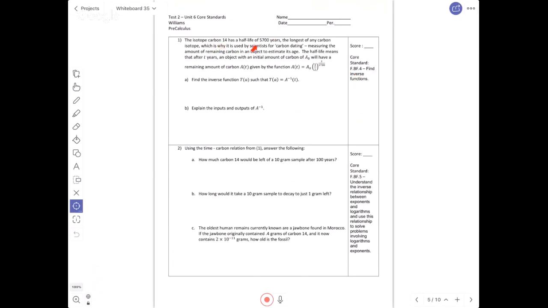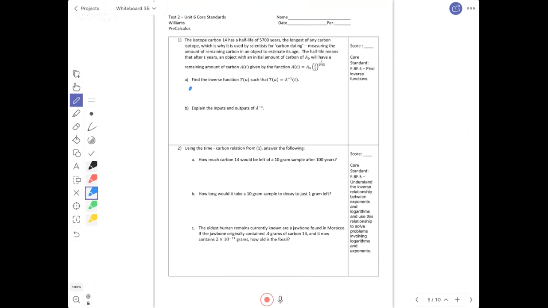The isotope carbon-14 has a half-life of 5,700 years, longest of any carbon isotope, which is why it is used for carbon dating, measuring the amount of remaining carbon in an object to estimate its age. The half-life means that after t years, an object with an initial amount of carbon A0 will have a remaining amount of carbon A of t given by the function A of t equals the initial amount A0 times 1/2 to the t over 5,700. You were first supposed to find the inverse function t of a such that t of a equals A inverse of t. So finding inverse functions.